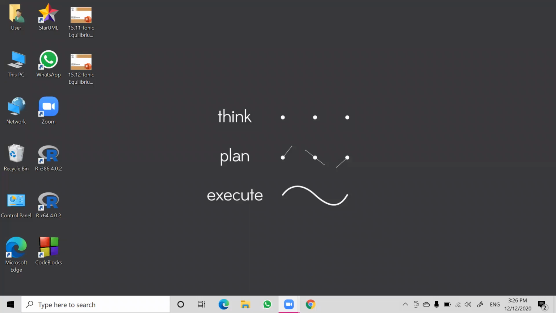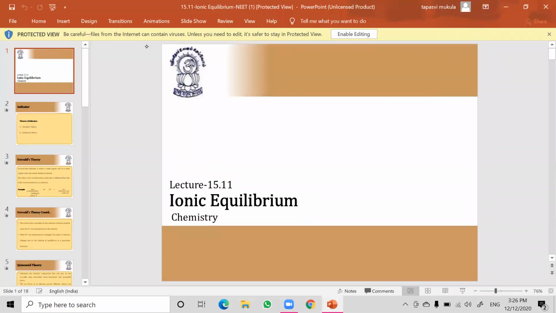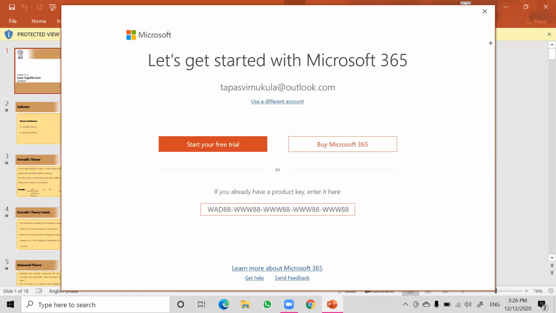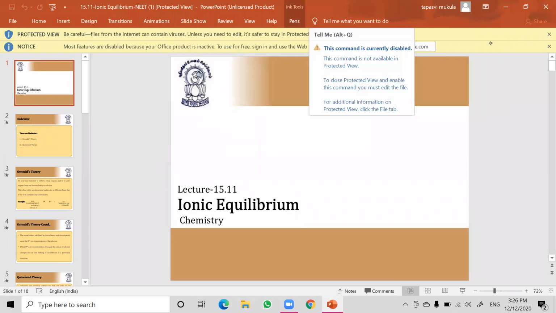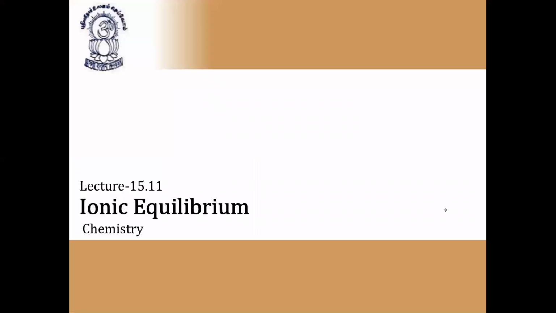Now we are discussing the last topic in this chapter, that is ionic equilibrium indicators. In the previous lecture we completed solubility product and how to find the solubility product of sparingly soluble salts. Now in this lecture we are going to discuss indicators, the last topic in this chapter. After this, we'll discuss the summary of the chapter. Then this chapter will be finished.